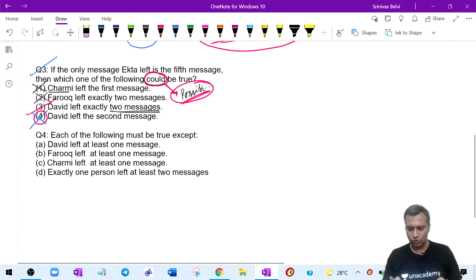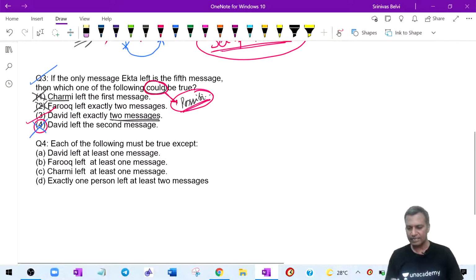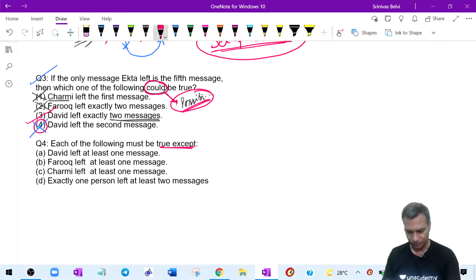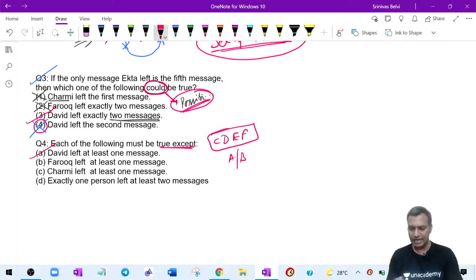Sure, there was the fourth question which you can answer very easily. Each of the following must be true except. David left at least one message. True, because we know that C, D, E, F is a mandatory pair. We know that these four are mandatory. Optionals are A and B only. David left at least one message. Correct. Without which it is not possible.